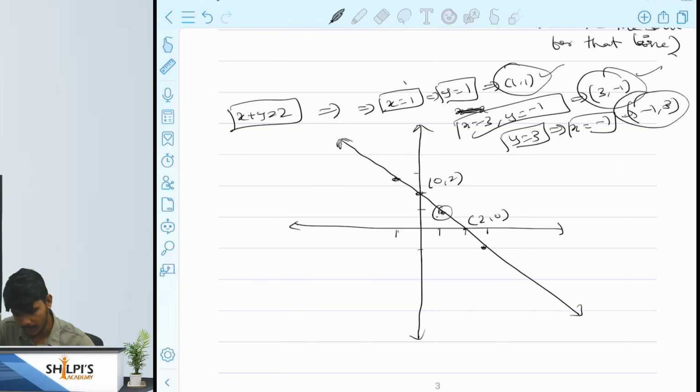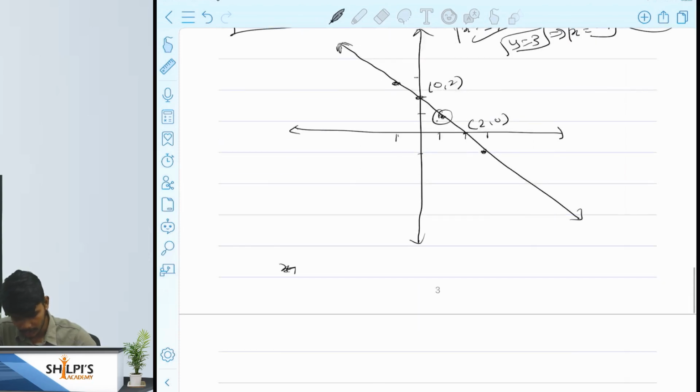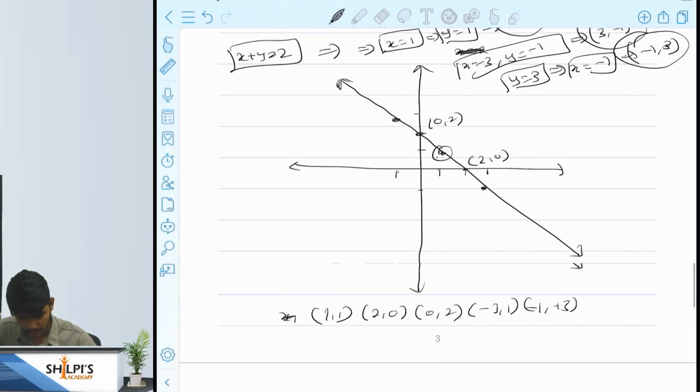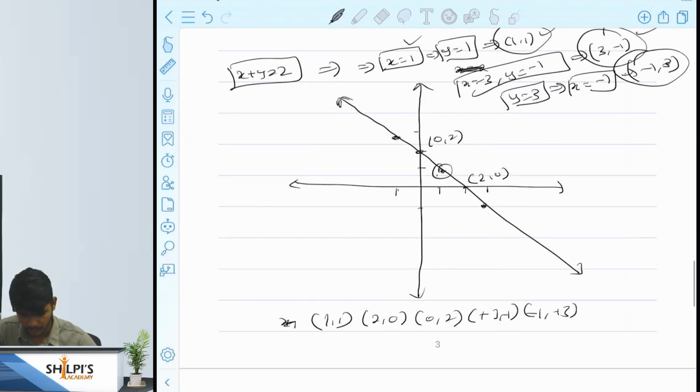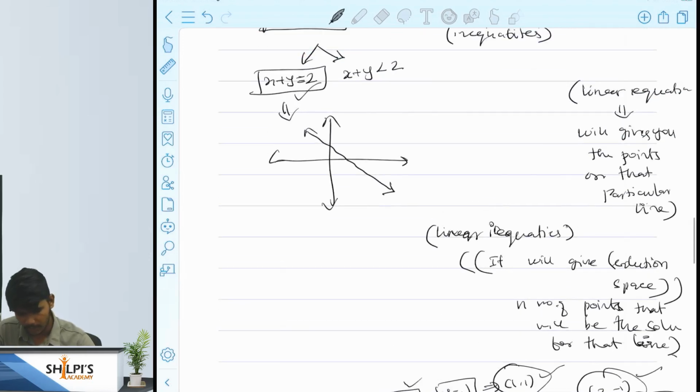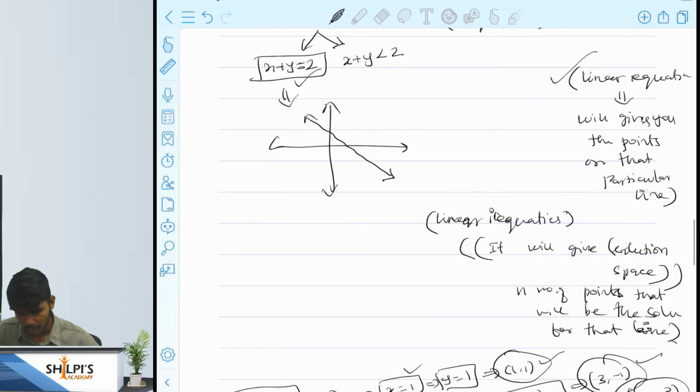So the solution points, these are all the solutions: 1 comma 1, 2 comma 0, 0 comma 2, 1 comma minus 3, sorry, minus 1 comma plus 3, plus 3 comma minus 1. These all are the solutions for that line. If I plot those points now, they will definitely be on that particular line. This is what I said before: a linear equation will give you the set of points that will be on the particular line. அந்த லைன் மேலேயே தான் அது இருக்கும்.